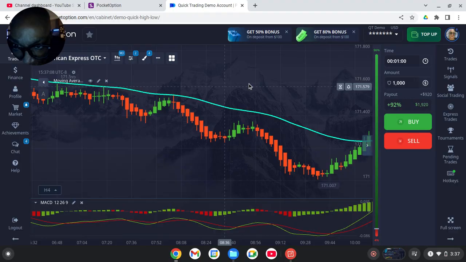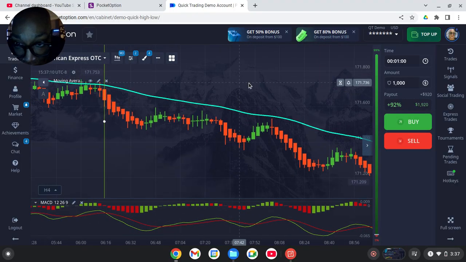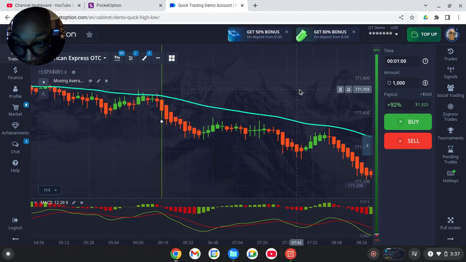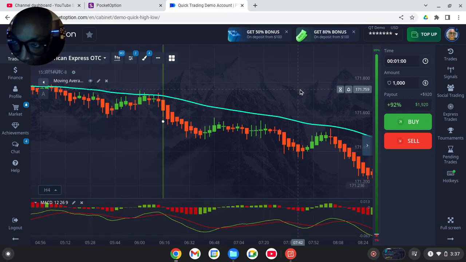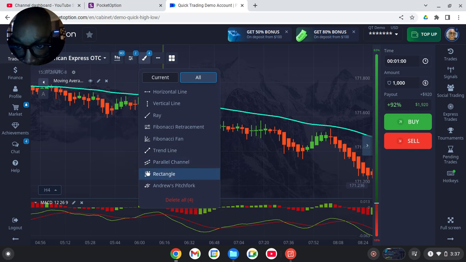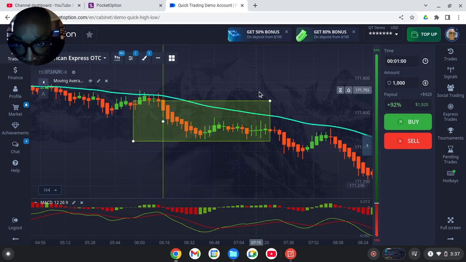Another example, and I'm only pinpointing really good examples. I think this is more beginner friendly because it will limit how many positions you take, but in fact you will have more quality positions, if you will.